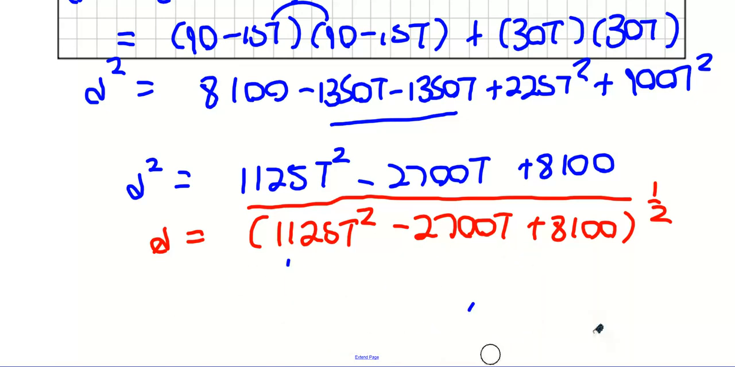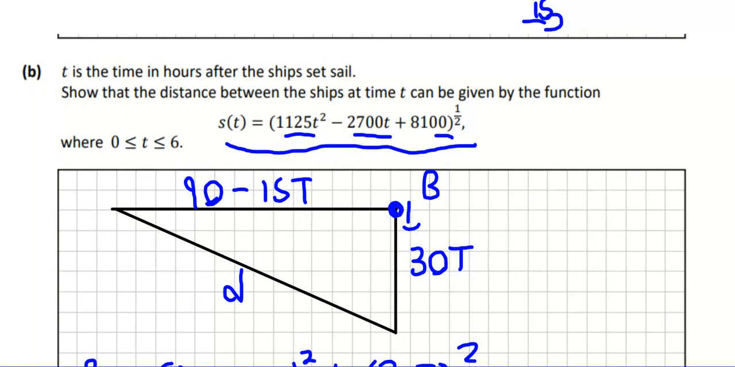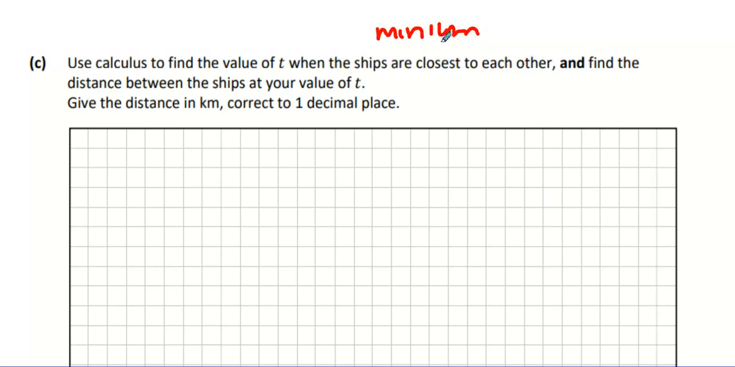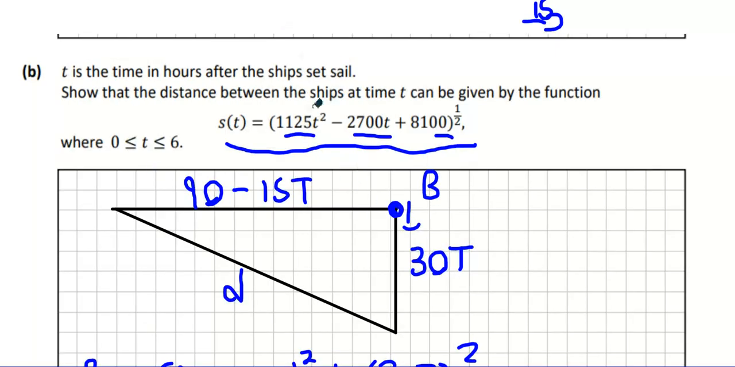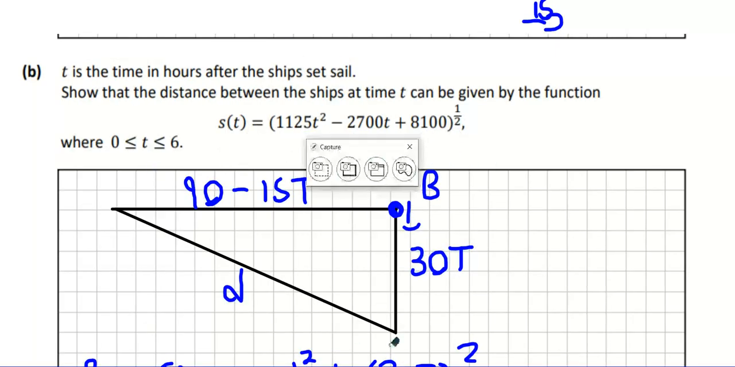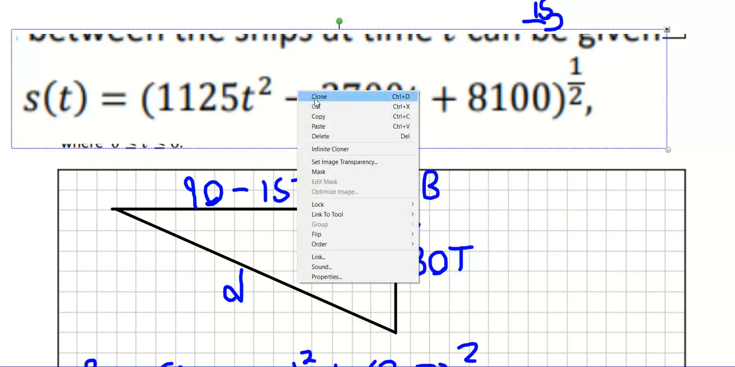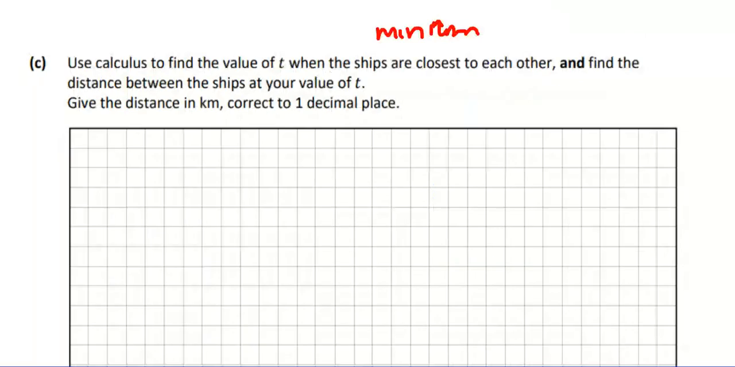Now that we've got that done, we're going to go back up and see what the crack is with this one here. Use calculus to find the value of t for when the ships are close to each other. So you're looking for what's called the minimum. Minimum. Okay, and find the distance between the ships for your value of t. Now, I'm just going to get this equation from the last question. Just going to copy and paste it across. Okay, so this is what we're working with. So we're going to try and differentiate this.